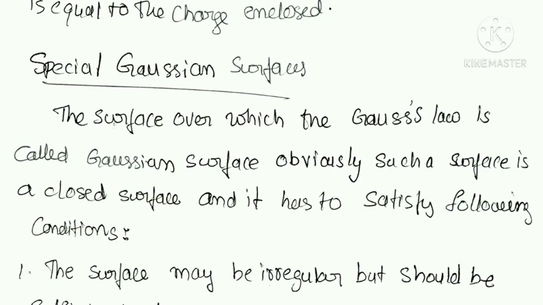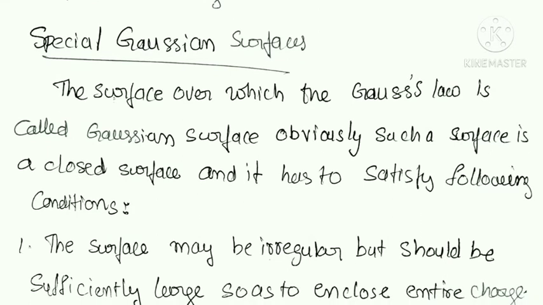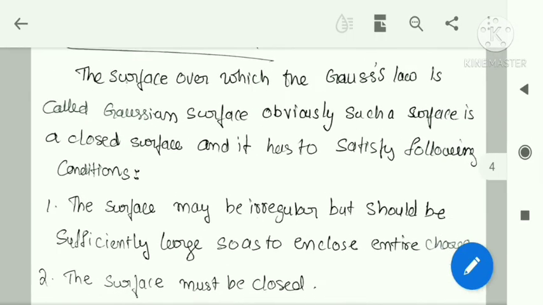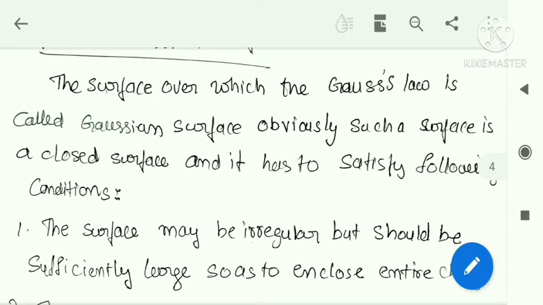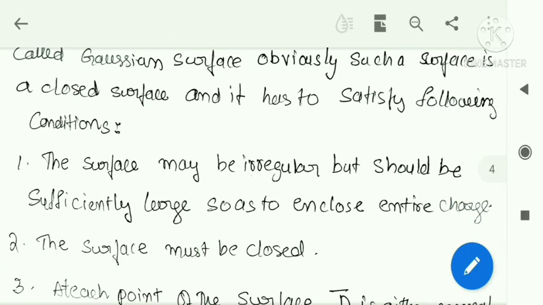Gaussian surface is nothing but the total enclosed surface. The surface over which Gauss law is applied we call by the name Gaussian surface. The surface over which Gauss law can be applied is called Gaussian surface, and it is nothing but a closed surface. The condition says that the surface should enclose the complete charge.